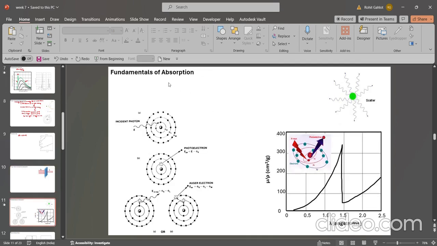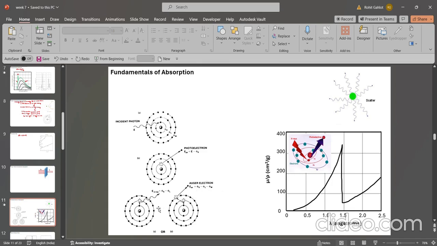Okay. So this is the fundamental of absorption. This slide shows the incident photon, and these are your particular K, L, M shells. As the incident photon strikes, these are your photoelectrons. Then the Auger electrons are these, generated due to the energy difference when some electrons are removed.